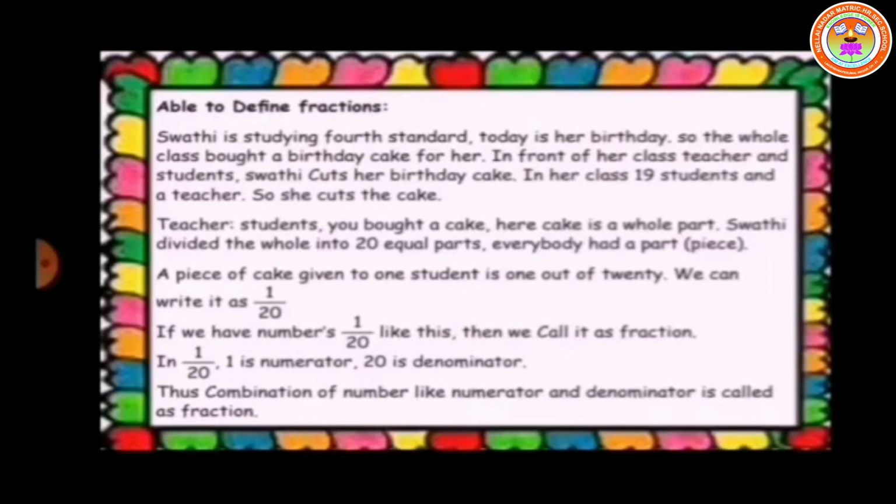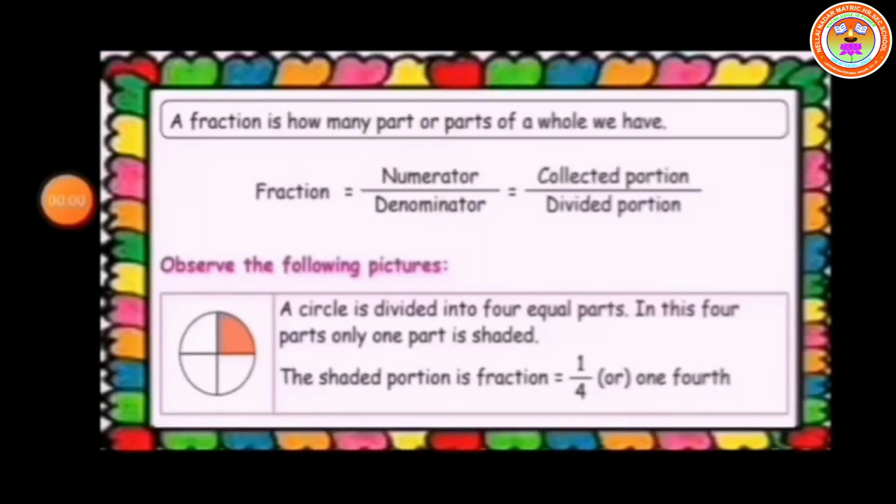If we have numbers 1 divided by 20 like this, then we call it as fraction. In 1 divided by 20, 1 is a numerator, 20 is denominator. Thus, combination of number like numerator and denominator is called as fraction. A fraction is how many parts of a whole we have. Fraction is equal to numerator divided by denominator is equal to collected portions divided by divided portions.